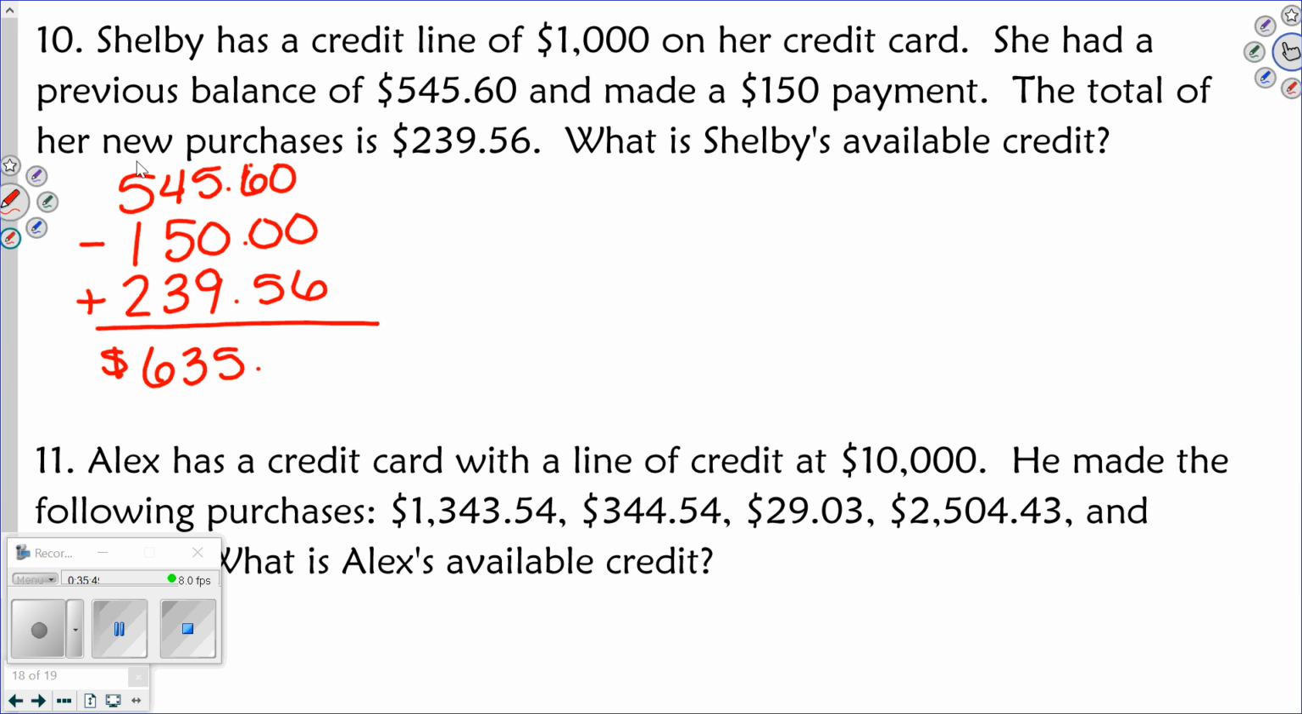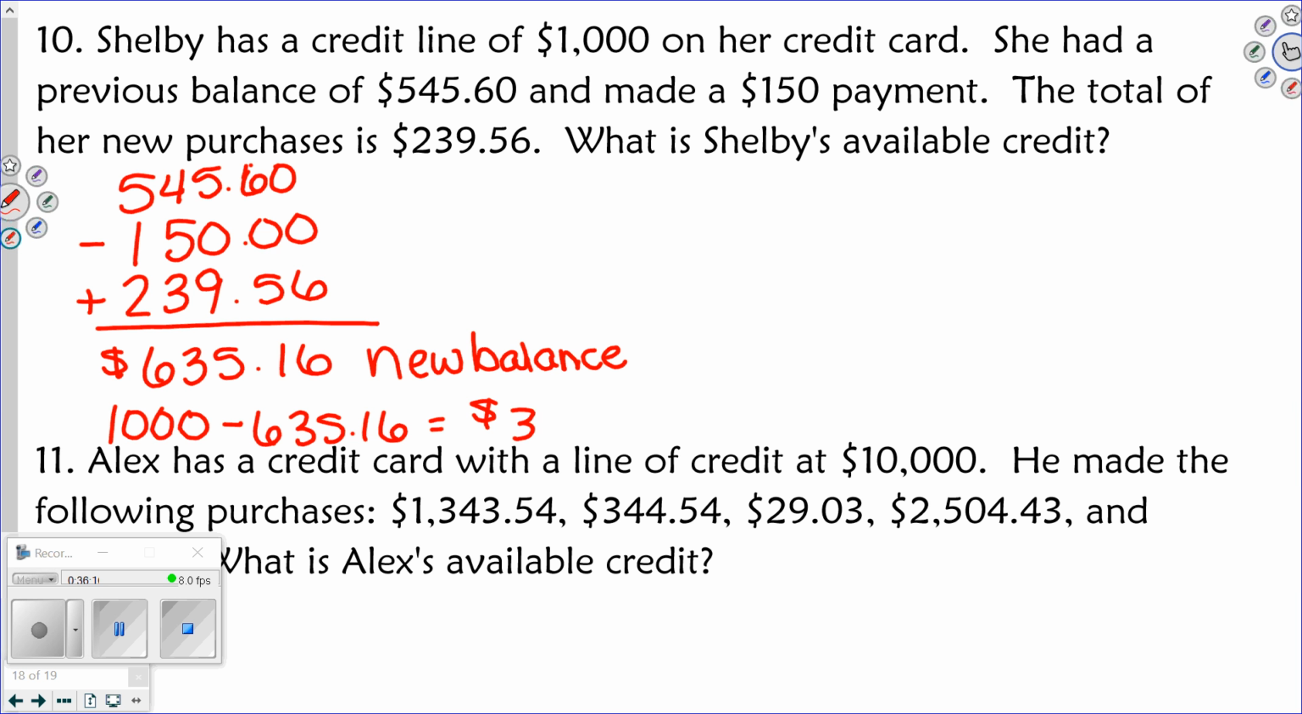So I get 635.16. What did I just find? Her new balance. This is the new balance of what she owes. But the question asked me for how much available credit does she have? Well, her credit line is 1,000. So 1,000 minus the 635.16 will give me how much available credit she has, which is 364.84.